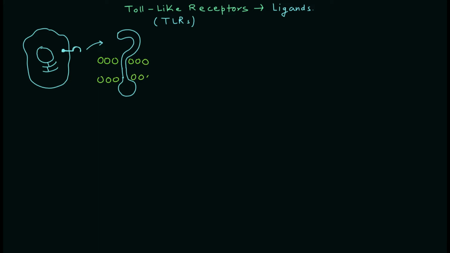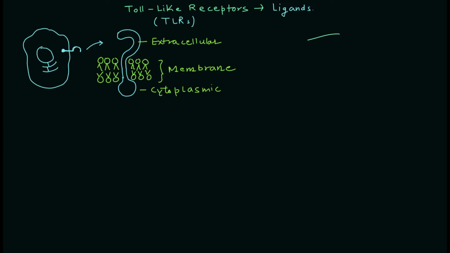So this is the typical structure of a toll-like receptor. As you can see, it has a hook-shaped structure. The hook part is the extracellular part, and the middle region is the membrane region, or you can call it the transmembrane region, and the inner one is the cytoplasmic kinase region. So you can say it has a distinct division of three different regions.